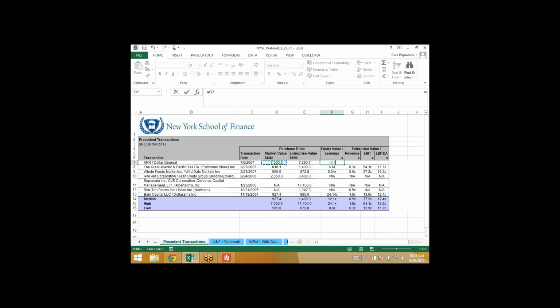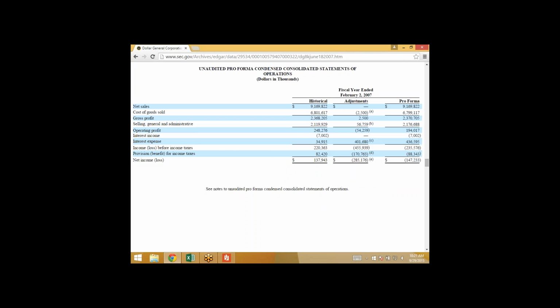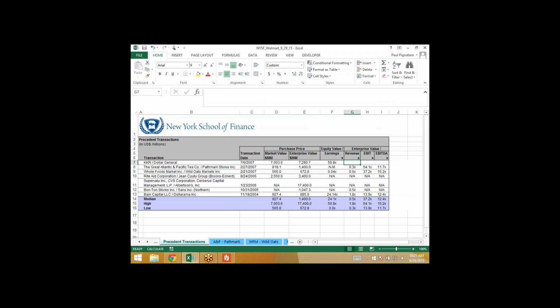I'm going to take market value divided by 137.943. I probably could have done a separate tab. You notice that when we did this, we had a separate tab for each transaction to lay out a mini income statement to be a little bit cleaner, but you get it, right? We did a comp. It's a high PE. You can see they're totally all over the place, and that's not uncommon.